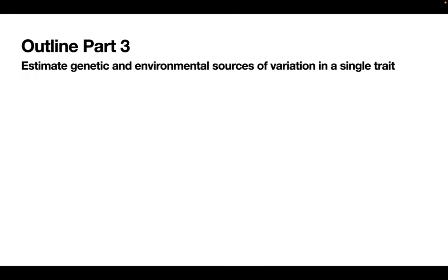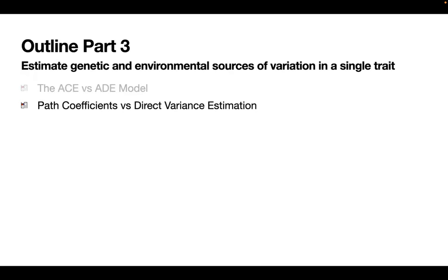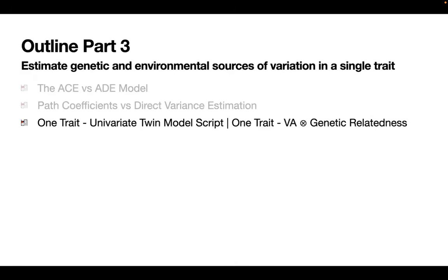Here is a brief outline. First, we'll talk a little bit in detail about what we mean with the ACE and the ADE model. We explain the difference between the path coefficients and the direct variance estimation approach, and then show the key commands of the univariate twin model script for a single trait, as well as an alternative specification.